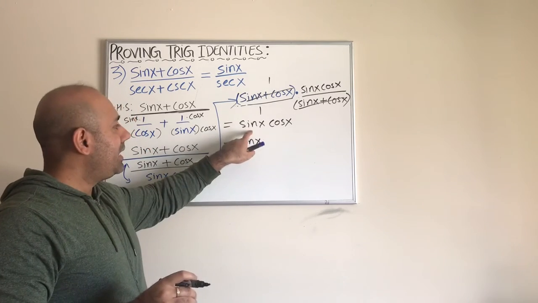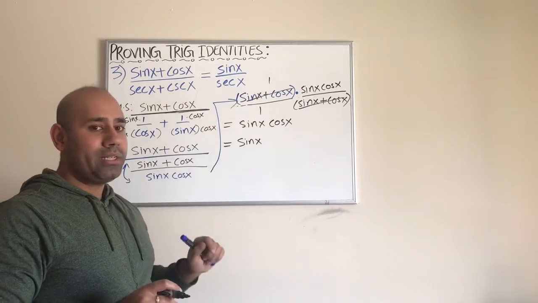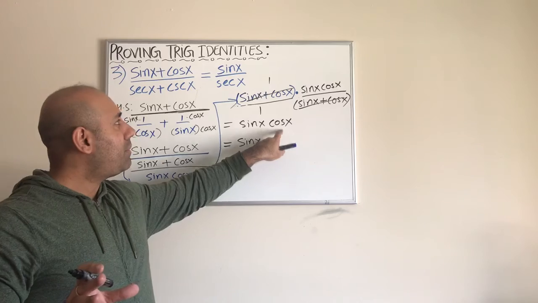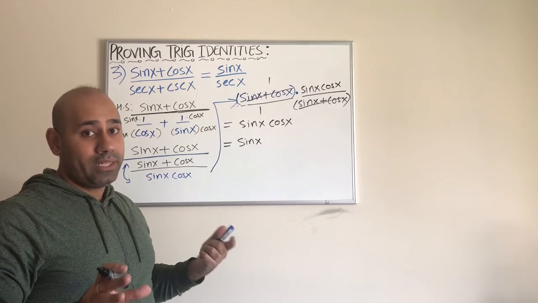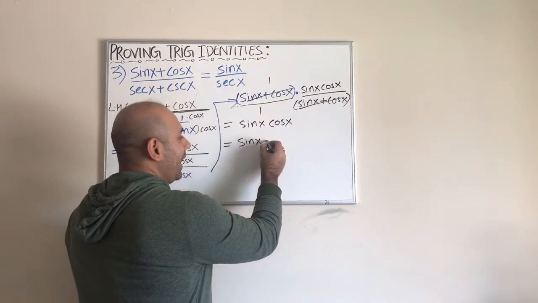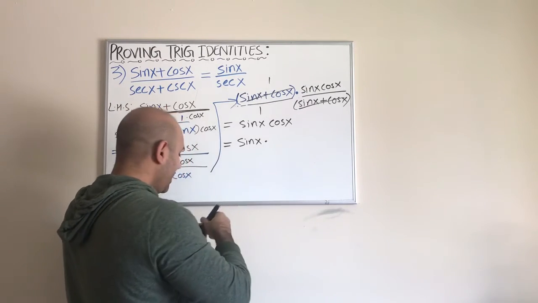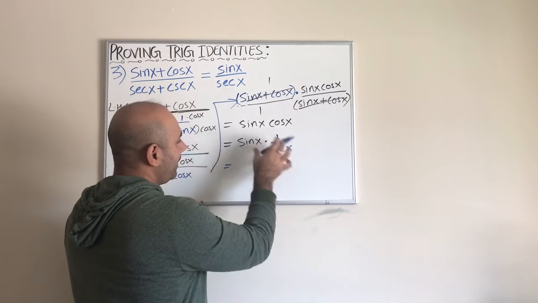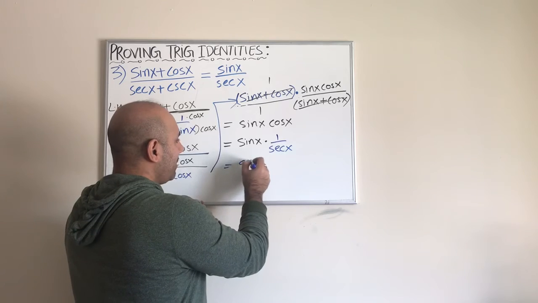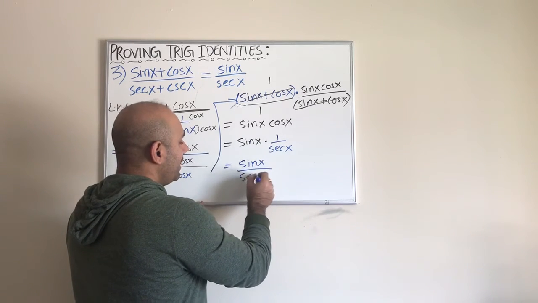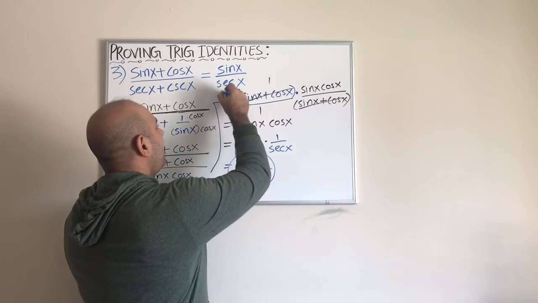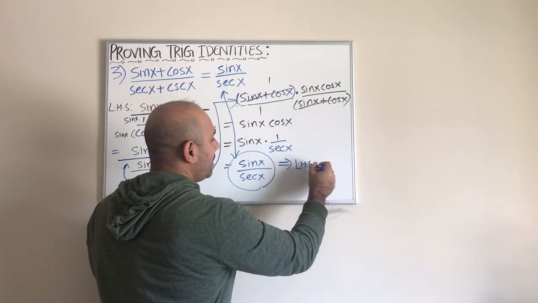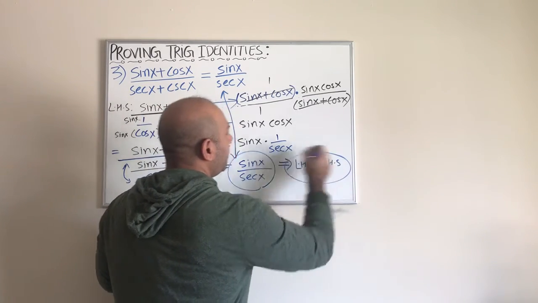In this case, I see there's already a sine x here, there's a sine x here in the numerator, so I'm not going to touch the sine x, I'm just going to leave it like that. But then I have a cosine x multiplied, but there's the secant x dividing sine x. So I know that the cosine x is the reciprocal of the secant x, so I can write the cosine x as 1 over secant x. And then if I combine these things and multiply them, it will become sine x times 1, which is sine x, divided by secant x. That is exactly how my right hand side looks, which implies that the left hand side equals the right hand side, and we are done.